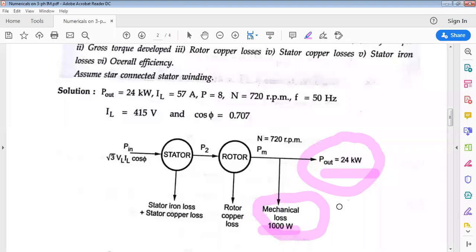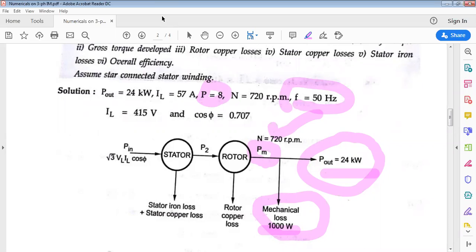If we add these two, what will we get? PM. Very good. So P output plus mechanical losses, you can calculate PM. Now, no-load full-load speed is given as 720 rpm, and the number of poles and frequency are also given. So what can you calculate? Can we calculate NS here?